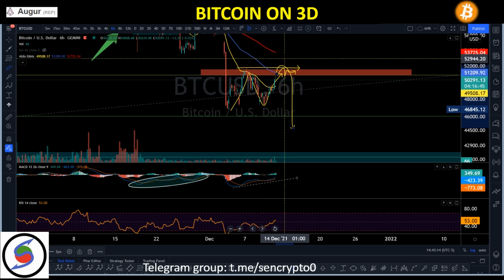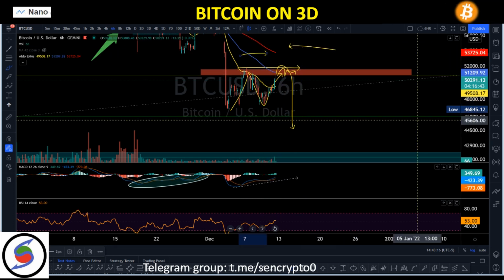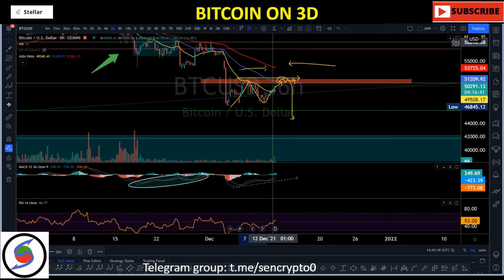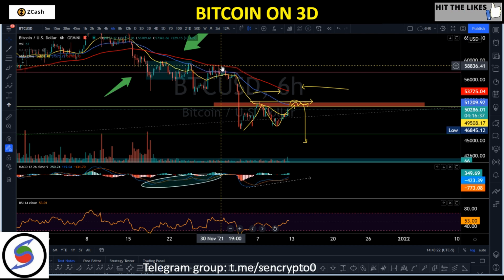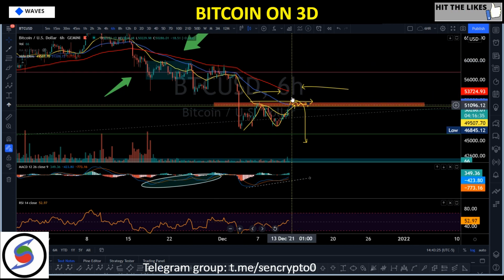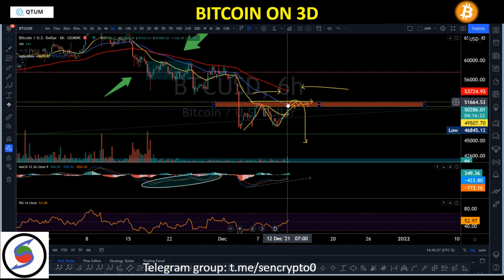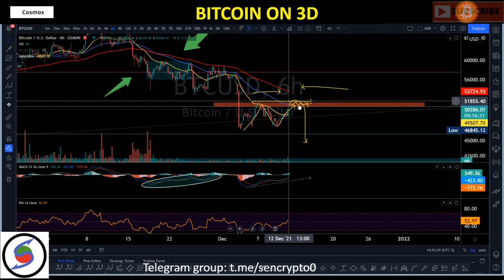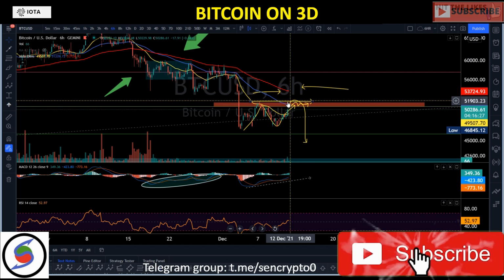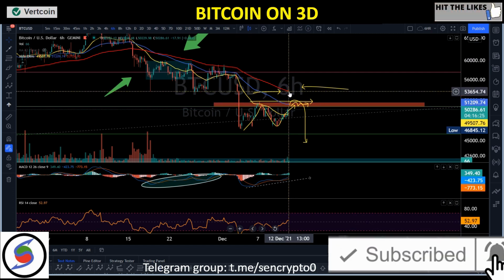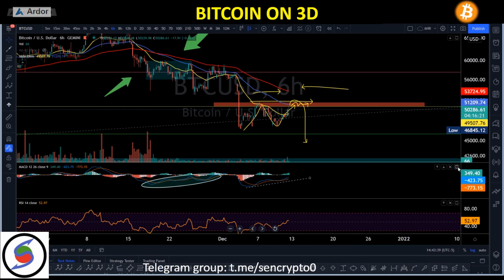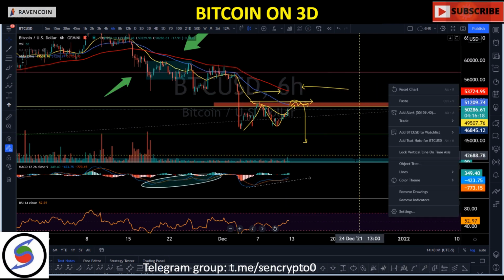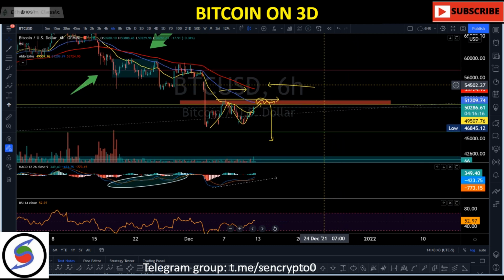If we break out above it, we still have the 100 EMA resistance. If you recall, the 100 EMA resistance was our biggest resistance right here, just about 58.8. So the first resistance is going to be somewhere around 51.5 up to the 52k area. That's going to be the primary resistance. Secondary resistance could be all the way up to the 6-hour 100 EMA, give or take 53.5. All right guys, that's all I wanted to cover for the BTC price action.